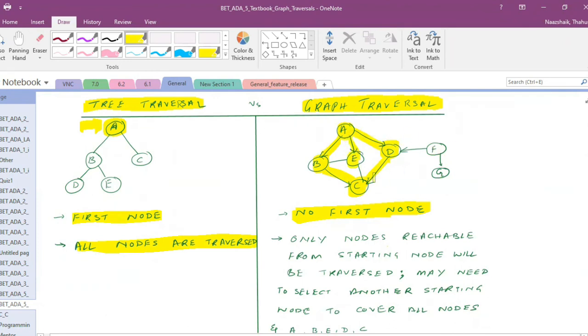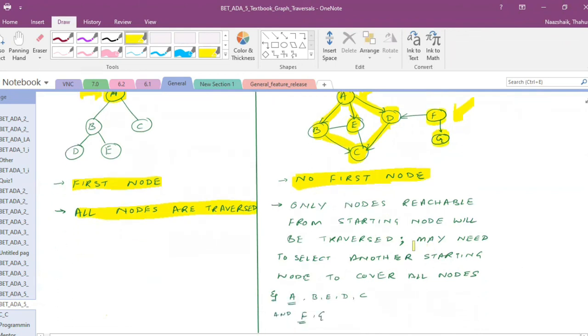So if you want to completely traverse the graph, you took this as your first node, you completed, you again have to take F as your first node, then you will be able to complete all the nodes, right? So you may need another starting node to cover all nodes. Okay, that's the second difference.